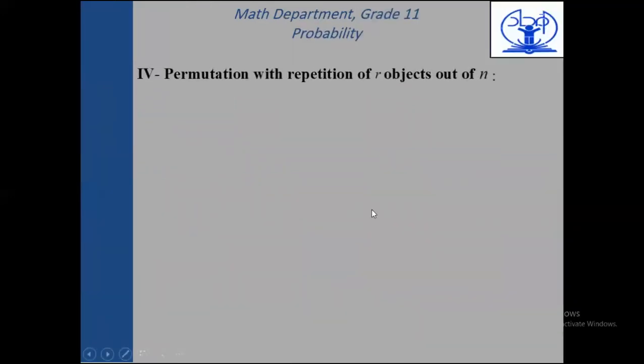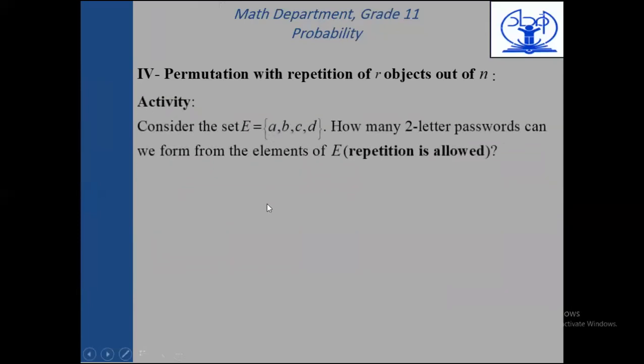Now, permutation with repetition of R objects out of N. Consider the set A, B, C, D. How many 2-letter passwords can we form from the elements of E if repetition is allowed? So we cannot say here that we are permuting 2 out of 4. Permuting 2 out of 4 means these are distinct elements and repetition is not allowed. So here you are forming a code where repetition is allowed.